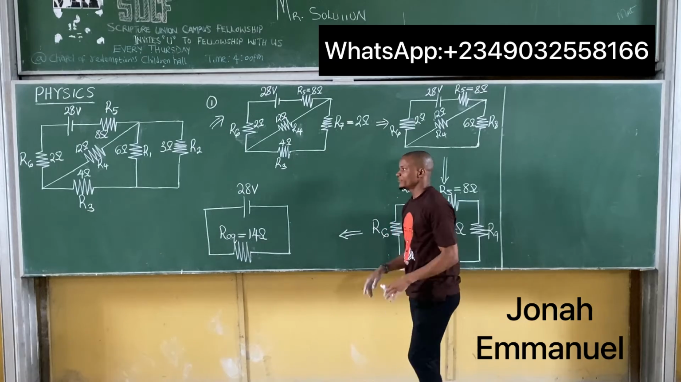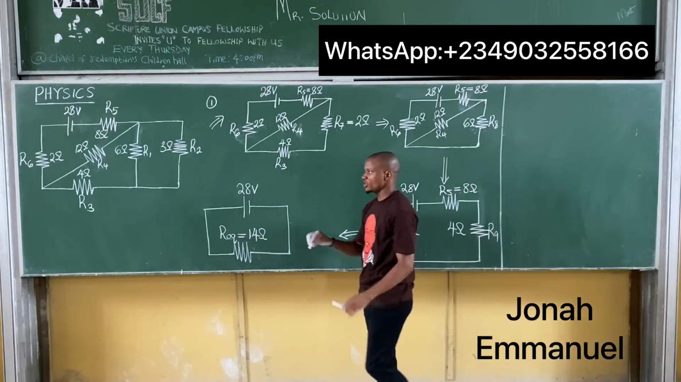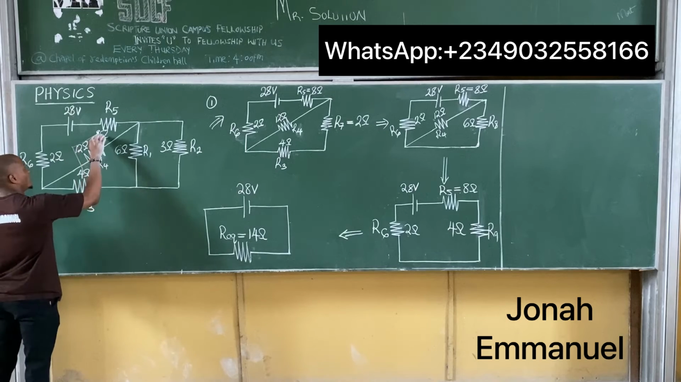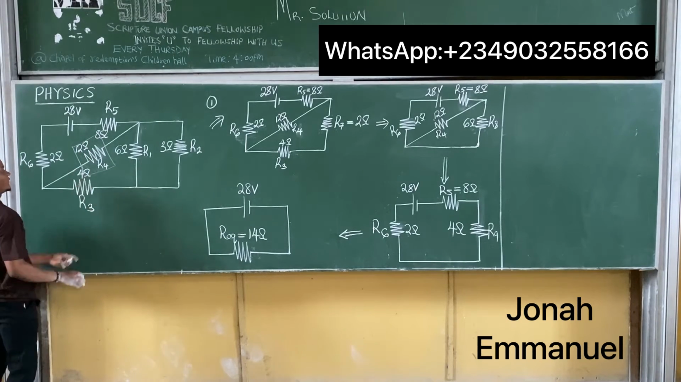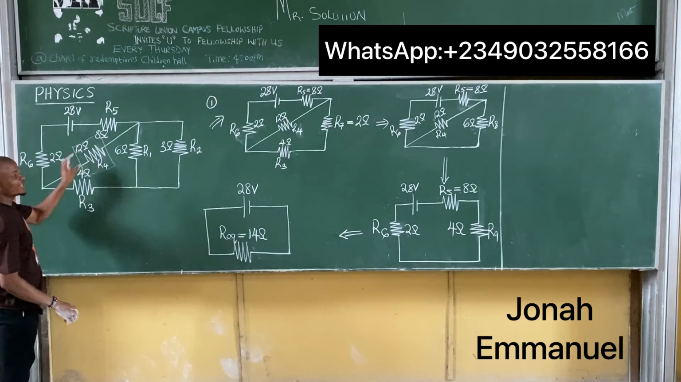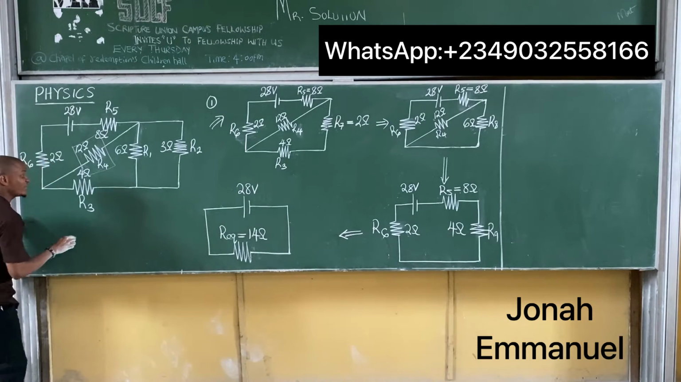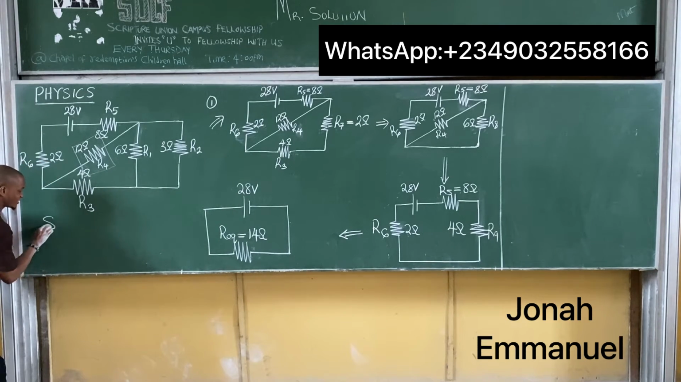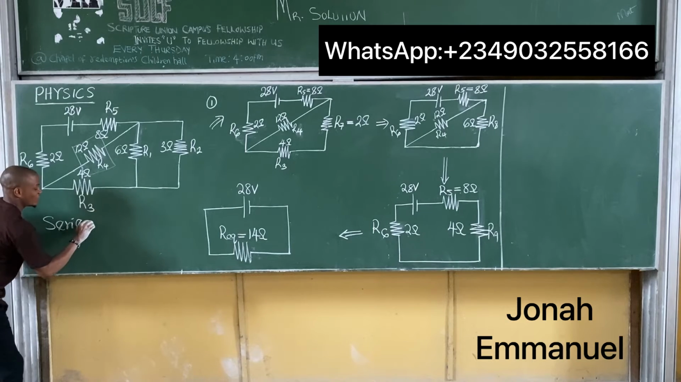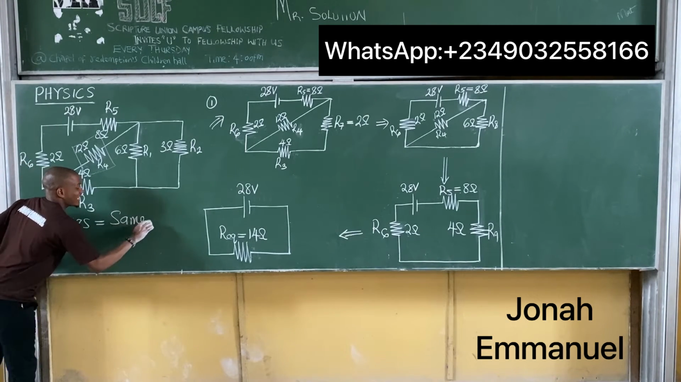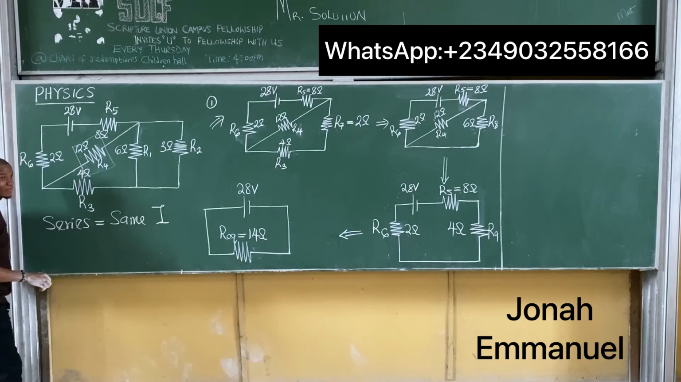So next, I've said find the current in the R4. This one here, the R4. Alright, the fourth resistor, R4 here. Find the current in this one here. What do you do here? We said note two things. When resistors are arranged in series, what happens? The same current flows through them. Please take note. When resistors are arranged in series, the same current flows through them.